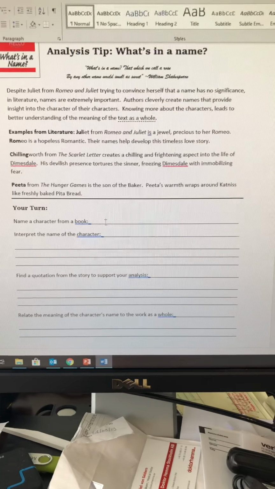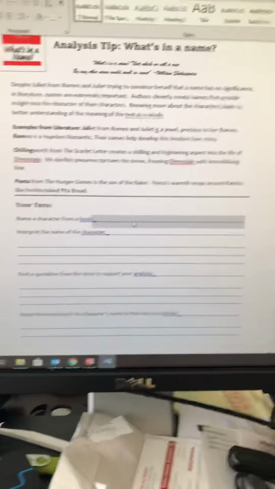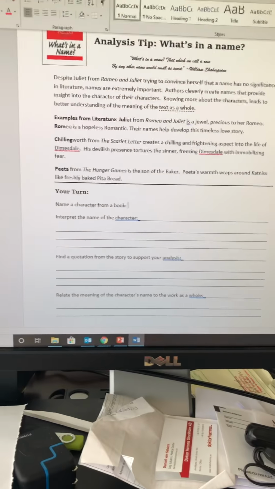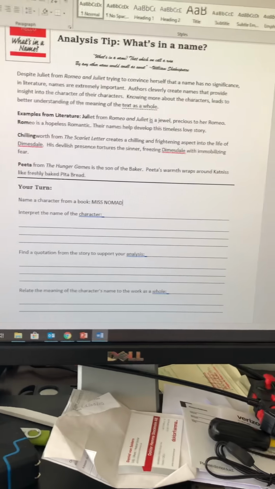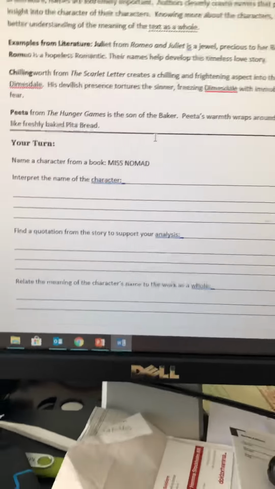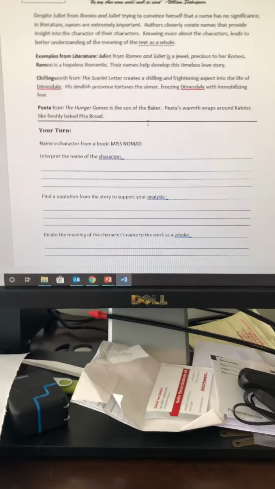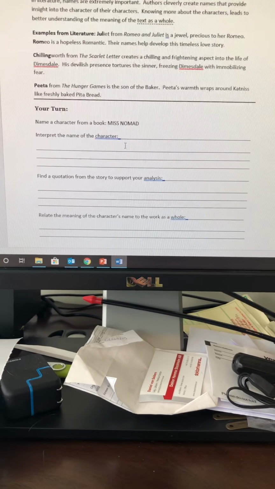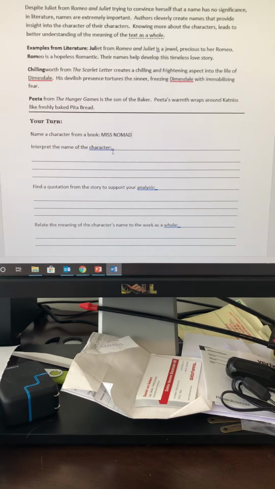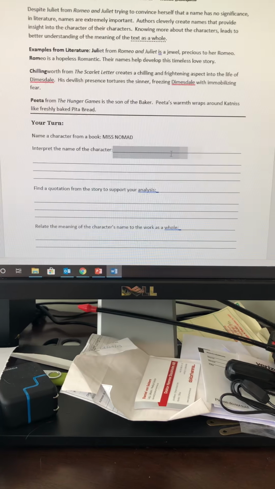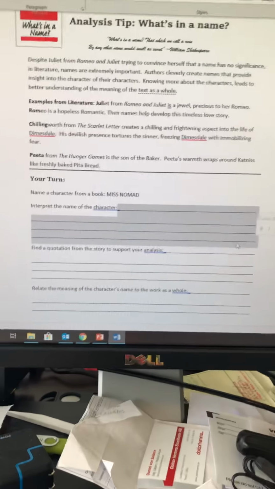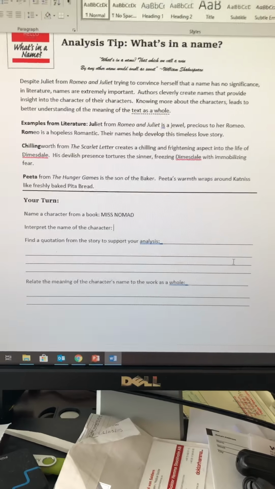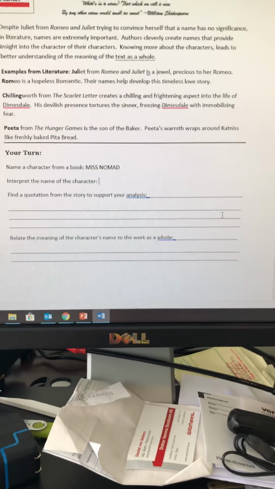So your turn. Name a character from a book. Because I'm your language arts teacher, I'm going to give myself Miss Nomad. She is the English teacher who's into poetry. She's always trying to sell it, and it's terrible, so no one buys it. Let's talk about what her name might mean. My people who are into social studies, what's a nomad?